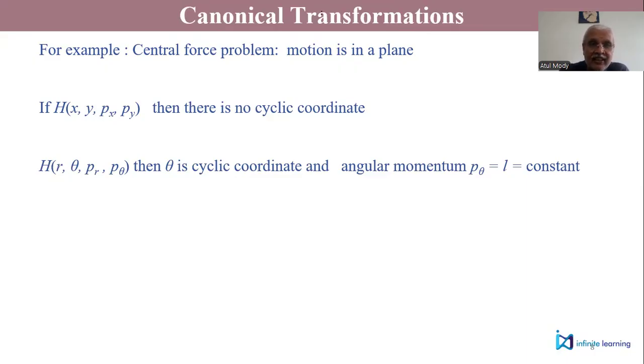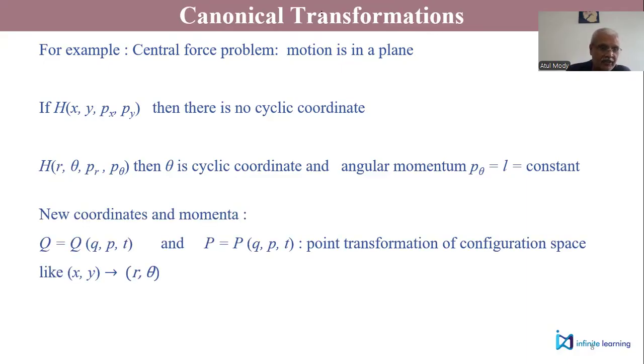But in this kind of situation, with this technique, you immediately get that angular momentum is a constant of motion. So you have old coordinates and old momenta represented by small q and small p, and new coordinates and new momenta represented by capital Q and capital P. They are just symbols. But practically, it could be x, y going to r, theta in a transformation.